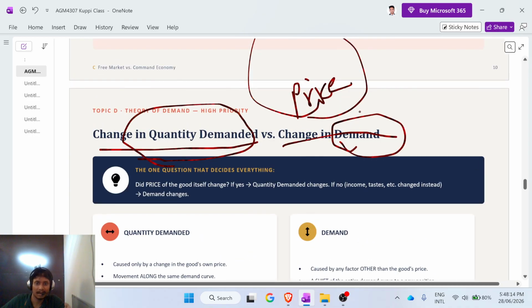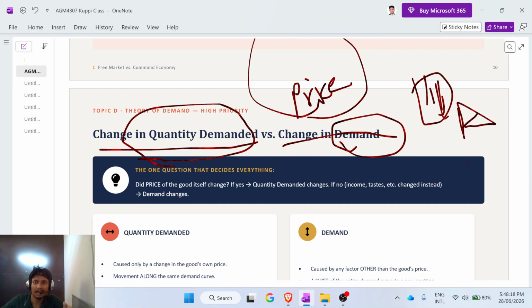That means there is a good, good A. Now the price of good A changes. If the price of the good itself changes, the quantity demanded will be changed. That is the meaning. If yes, the quantity demanded will be changed.